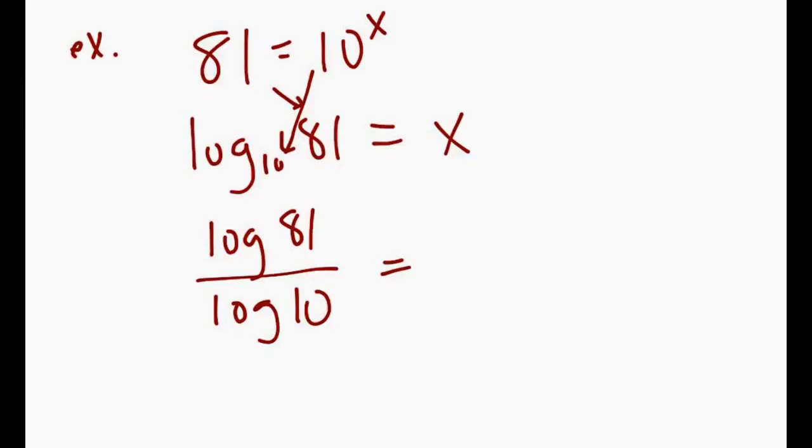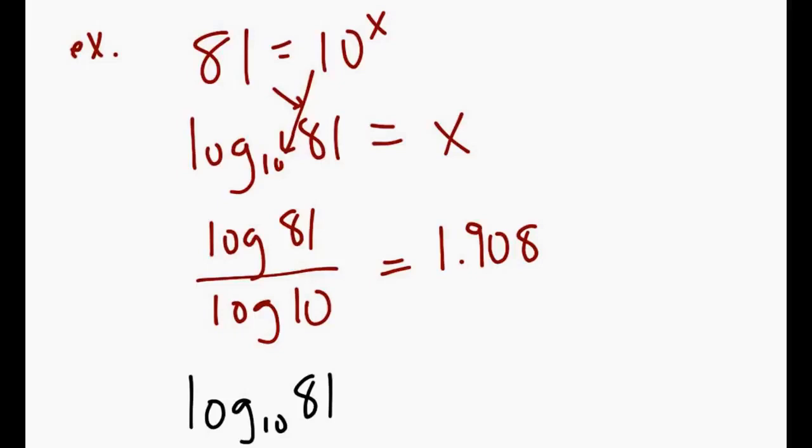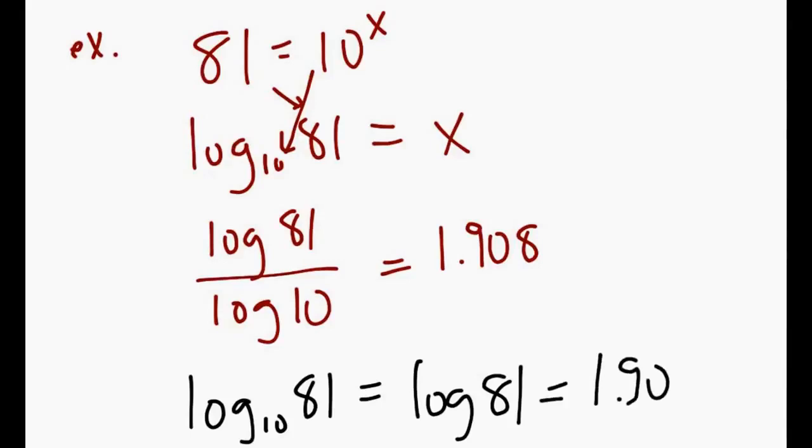So you can type it in like this, log 81 over log 10, which will give us 1.908. But we actually did more work than we need to because we already know from before our calculator is automatically programmed to do log base 10. So in this case we actually don't have to do the division. We can just type in log 81 directly and that would give us the exact same answer as well.